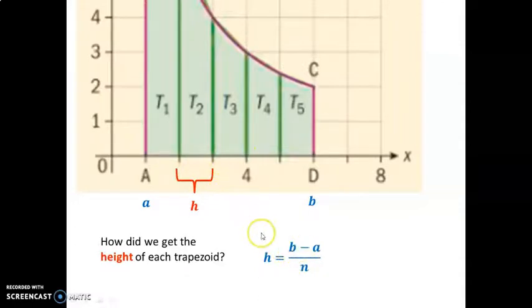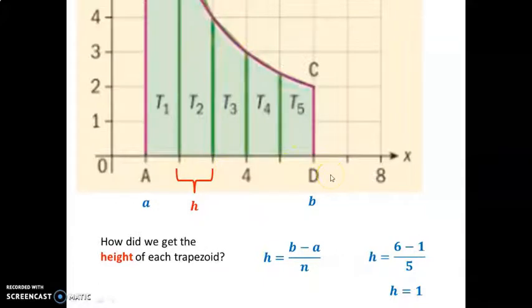Here's the process. To find the height, we do B minus A, because when you subtract those, you get this full distance, and then you divide it by n, which means the number of trapezoids you're creating. So in our case, it was 6 minus 1. This is 6, this is 1, and then divide by 5, and that gives you 1. It tells you that every trapezoid will have a height of 1.